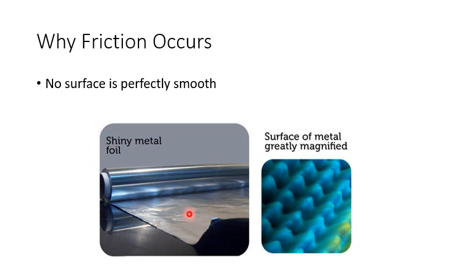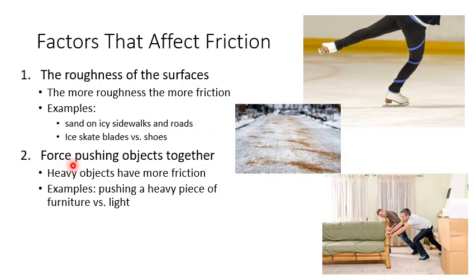Why does friction occur? Well, no surface is perfectly smooth. Even surfaces that look perfectly smooth, like this shiny aluminum foil, if you look at the microscopic level, are not perfectly smooth. So that's good to know.